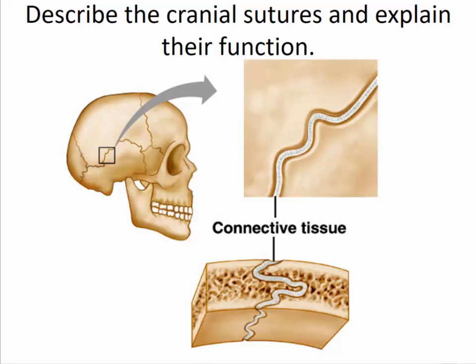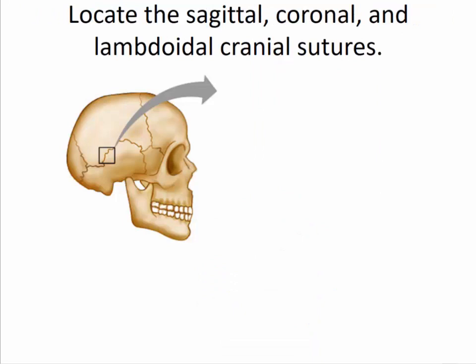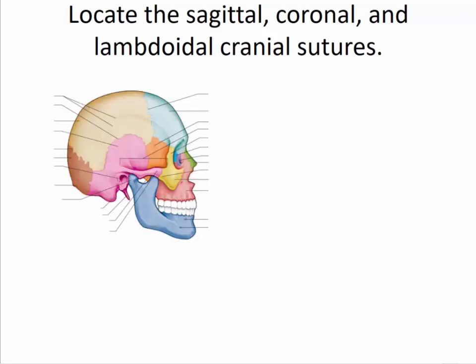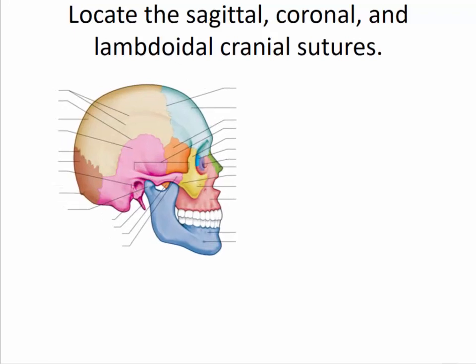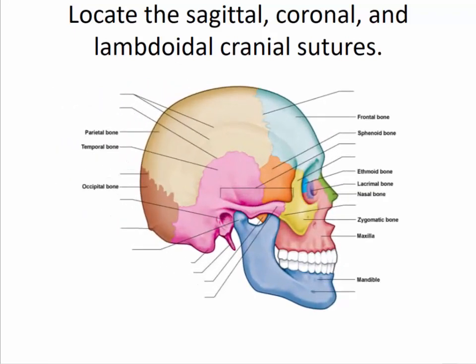So what are some of the major cranial sutures that we should know the name of? We want to locate the sagittal, coronal, and lambdoidal cranial sutures. To look at a different picture of the skull, to show the different cranial bones in different colors, let's zoom in on that image and then include the names of the cranial and some of the facial bones that we've looked at in the previous portion of this unit.